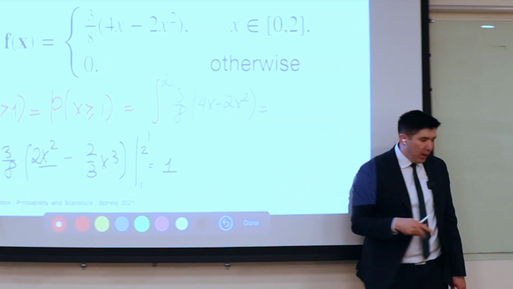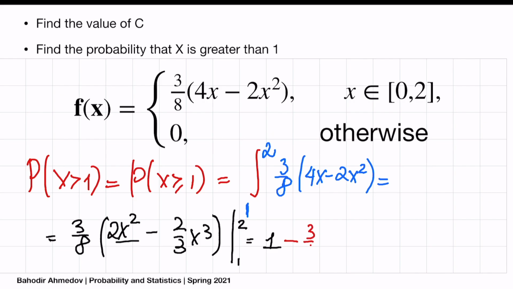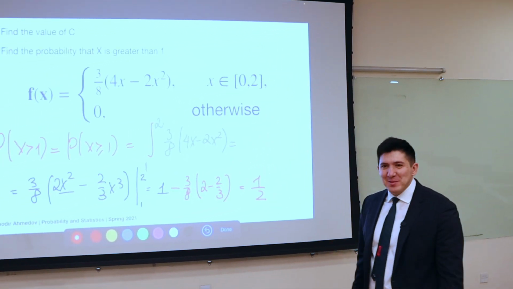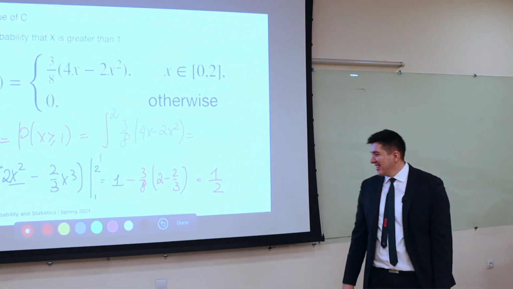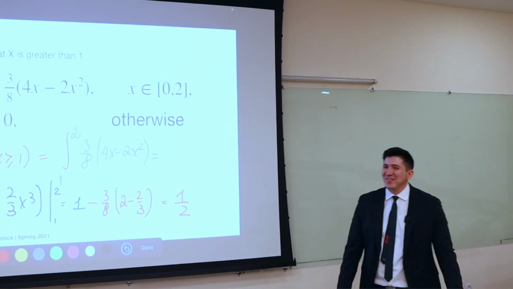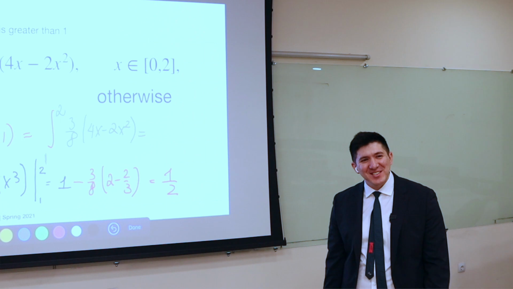Now let's substitute the 1. Minus 3 over 8 times (2 minus 2 over 3), right? It's going to be 6, 4 over 3, 1 over 2. It's going to be 1 over 2. Is it 1 over 2? Okay, but this is just by coincidence. This is the first time I'm solving this problem. I also didn't expect that it is going to be 1 over 2. Otherwise, I wouldn't have asked you that question in the beginning. But okay, it's 1 over 2.